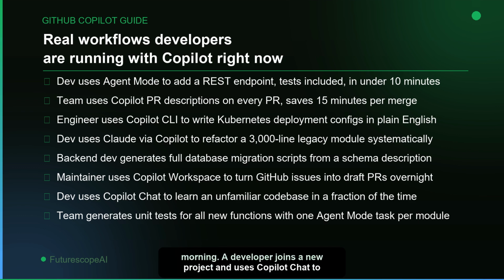next morning. A developer joins a new project and uses Copilot Chat to understand an unfamiliar codebase in a fraction of the time it would take reading it manually. And a team generates a full unit test suite for every new module using a single agent mode task per file.